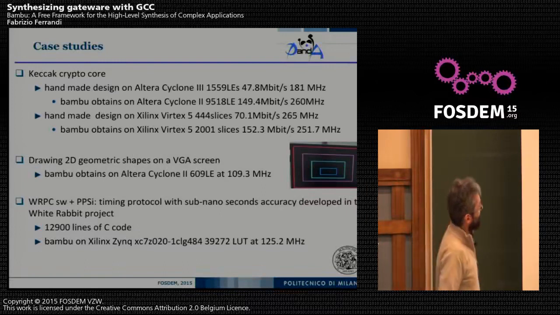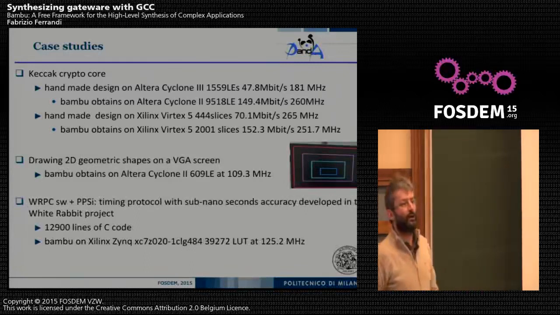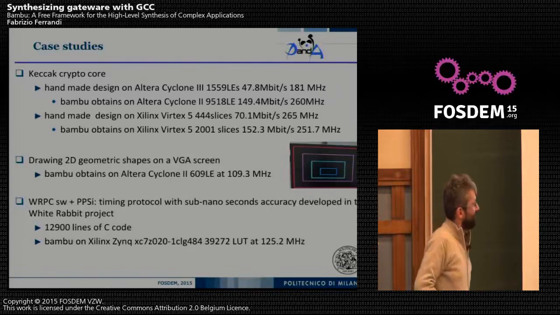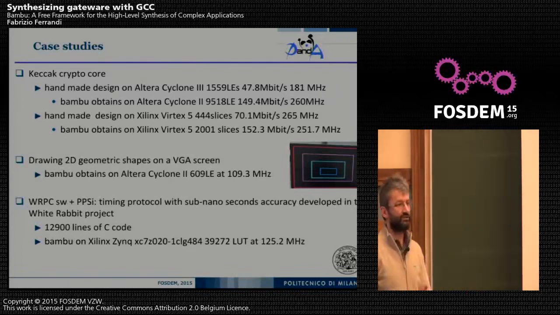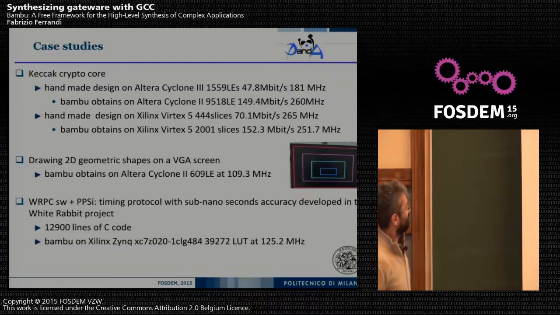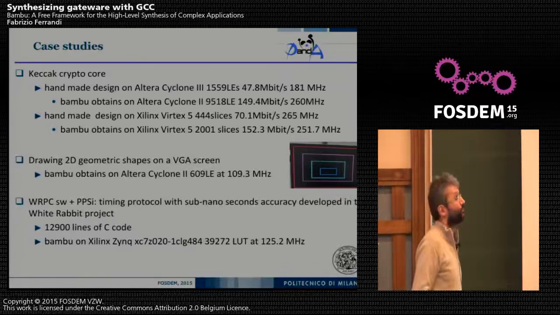The second example is a nice thing that one of my students does: writing some rectangles and circles on a VGA screen, just exploiting some C primitives and having integrated that with a standard core. Finally, we have even tried to synthesize and see which kind of C support we are able to have.